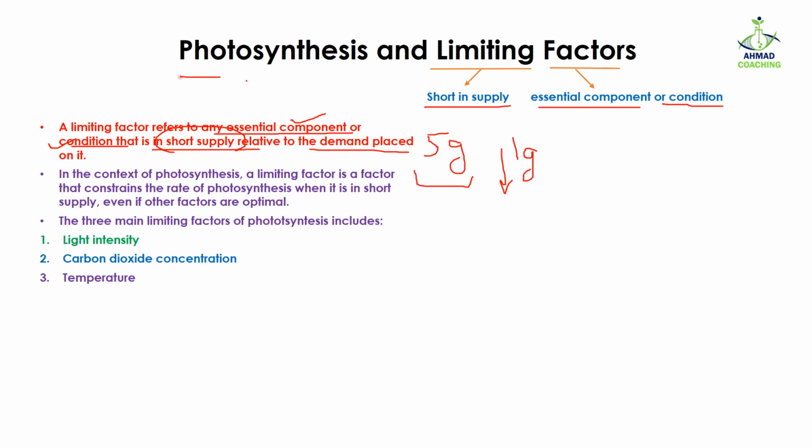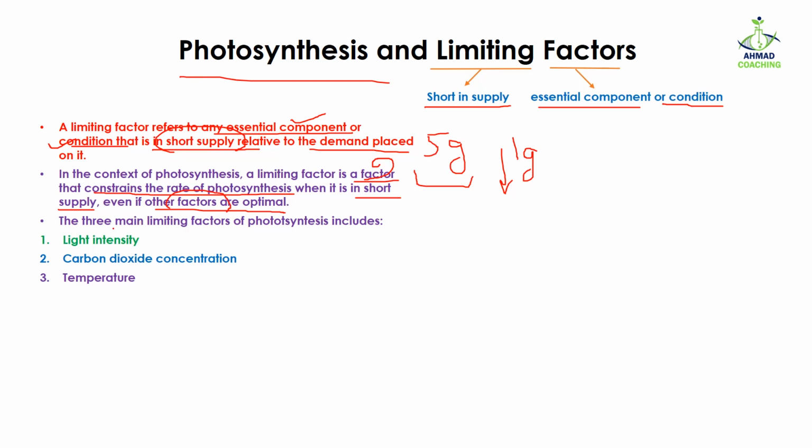In the context of photosynthesis, a limiting factor is a factor that constrains the rate of photosynthesis when it is in short supply, even if other factors are optimal. So a particular factor decreases the rate of photosynthesis when it's present in a small quantity, even though the other factors are present in optimal condition, fulfilling the requirement of photosynthesis. But because this one factor is absent or in short supply, the rate of photosynthesis is going to decrease.